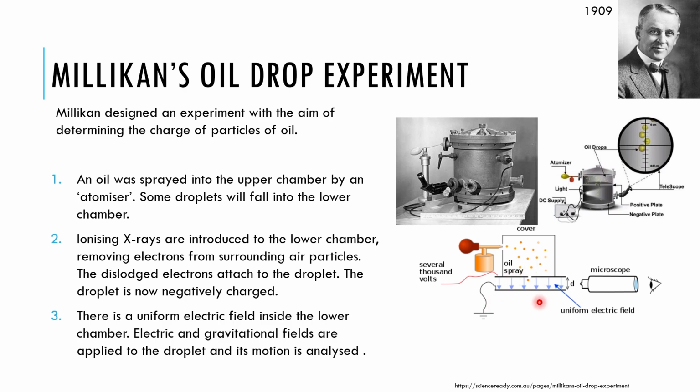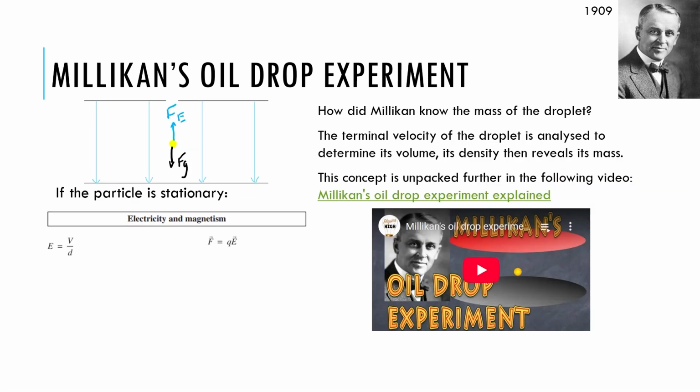So once this charged particle was in the lower chamber, it was experiencing two forces: a gravitational force due to the gravitational field of the Earth, as well as an electric field which was applied to the droplet as well. This electric field was designed to oppose the gravitational field. If Millikan could alter the electric field so that the charged oil particle was suspended, he could assume that the force due to the electric field was equal and opposite to the force caused by the gravitational field. Using this concept, we can derive a formula to calculate for Q.